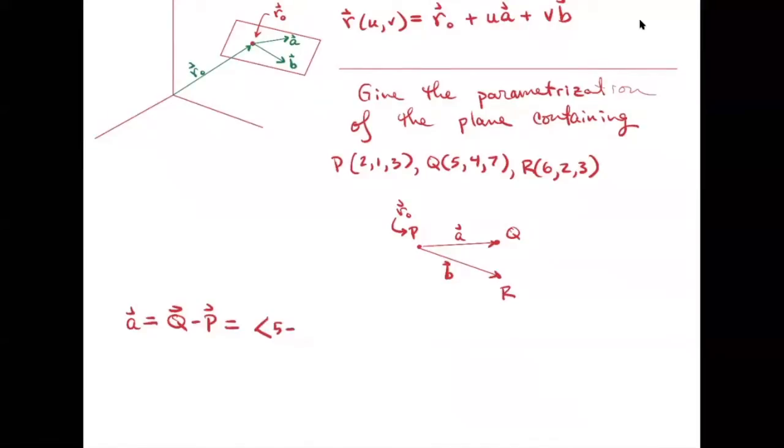So 5 minus 2, and then 4 minus 1, and 7 minus 3. Okay, so that's going to be 3, 3, 4. Any questions there?